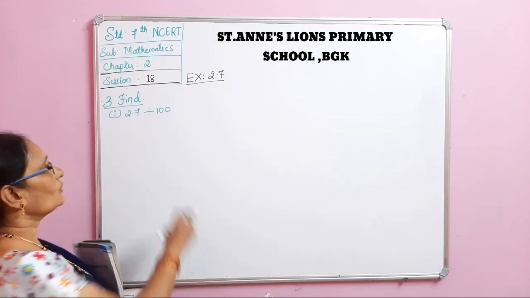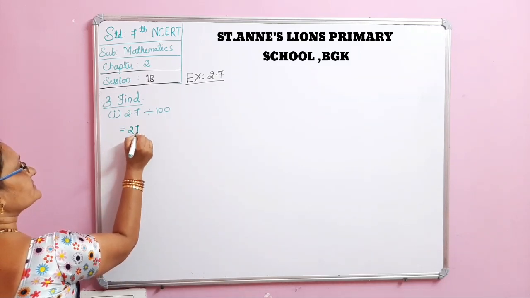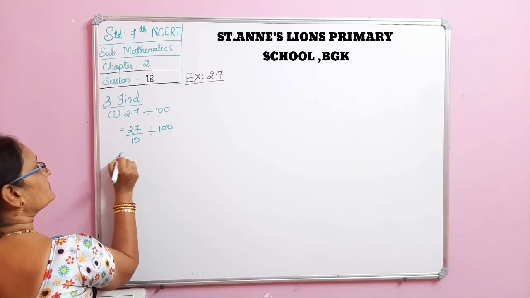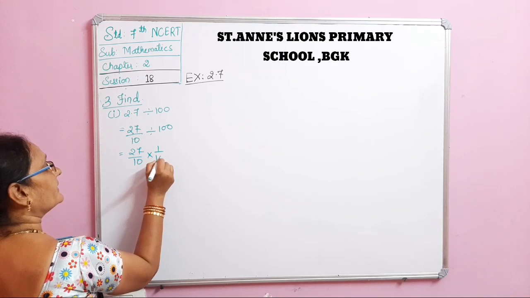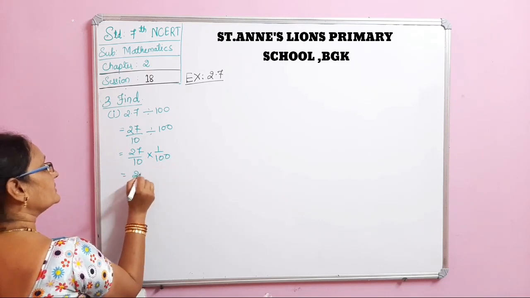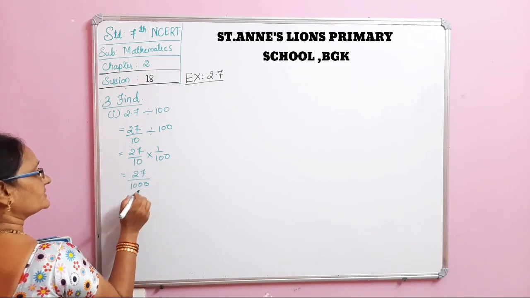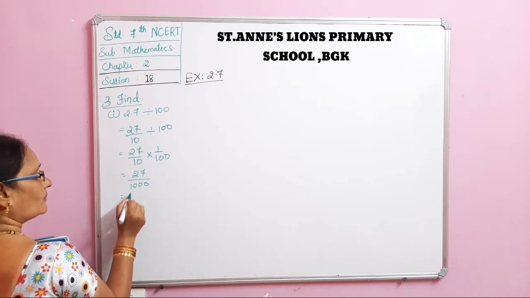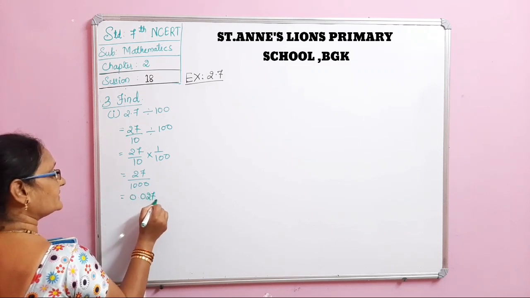First one, 2.7 divided by 100. 2.7 can be written as 27 by 10 divided by 100. So 27 by 10 into 1 by 100. So that is 27 by 1000. 100 into 10 is 1000. So here 2 places are there. 3 places we have to leave. 1 we have to give. 0.027 is the answer.